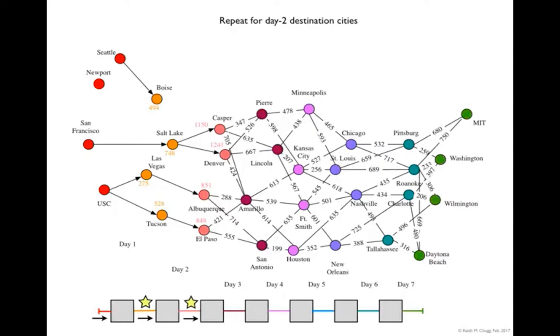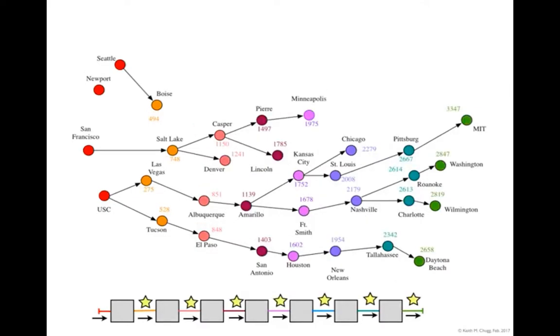And then we would move on to Minneapolis, Kansas City, Fort Smith, Houston, etc., all the way across the country. So if you do that, this is the result. And at the end of these 7 days of travel, potentially, or planning these 7 days of travel, you would see that we'd have 4 survivors at the East Coast: 1 at MIT or Boston, 1 in Washington, 1 in Wilmington, 1 in Daytona Beach.